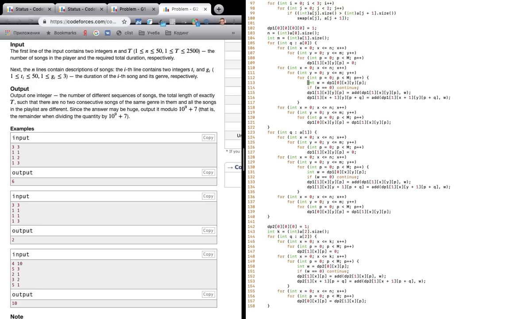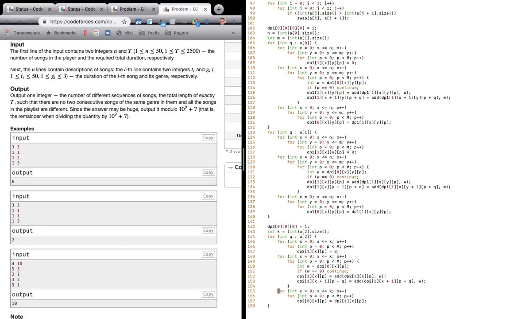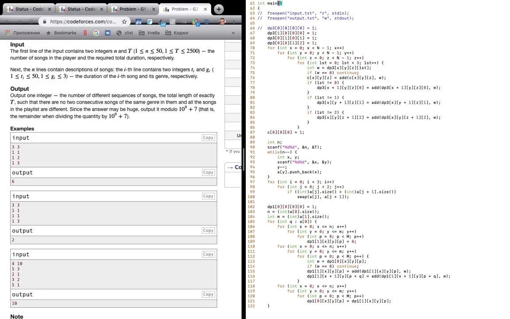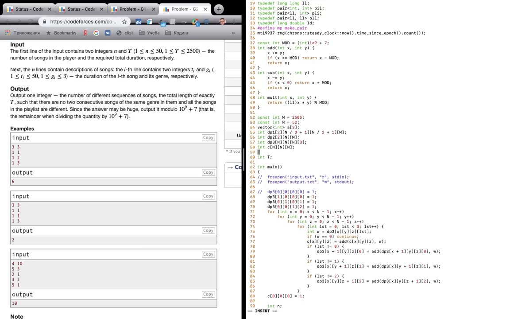Copy paste is not good. Oh yeah, I'm saying that all the songs from genre 1, for example, are the same. That's not true. We should multiply by some factorials when we calculate C's. Let's calculate factorials.